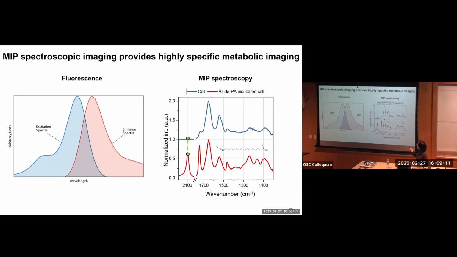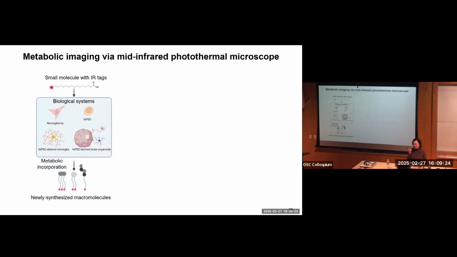Here is a typical cell spectrum without the labeling, and this is the spectrum with the labeling. We can see we have generated a new peak at a new wavelength. Let's take a look at how we do that. Firstly, we have our small molecules, fatty acids labeled with azides, and then we feed them into our biological systems.